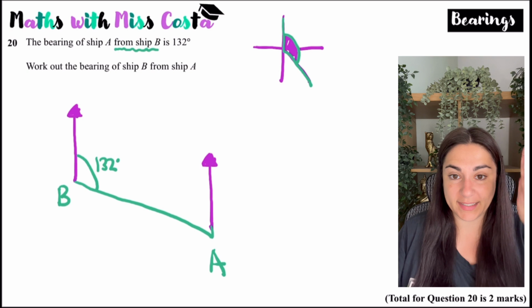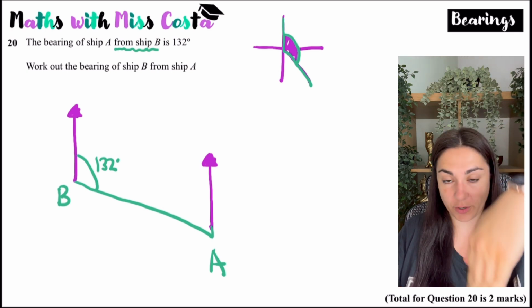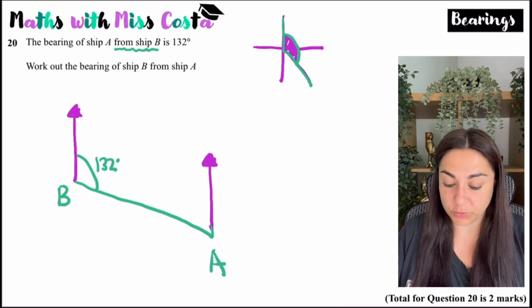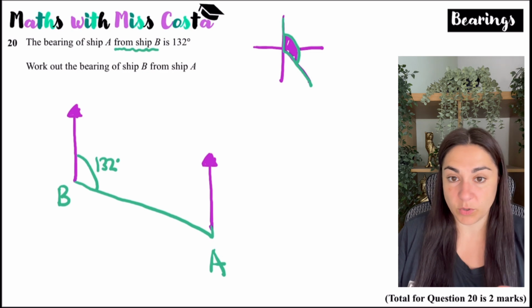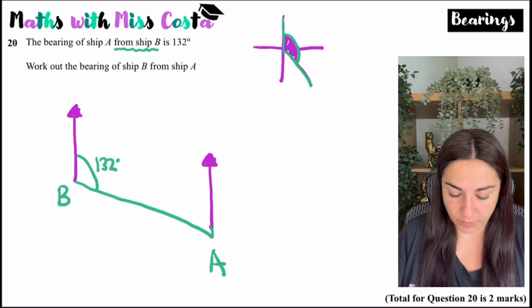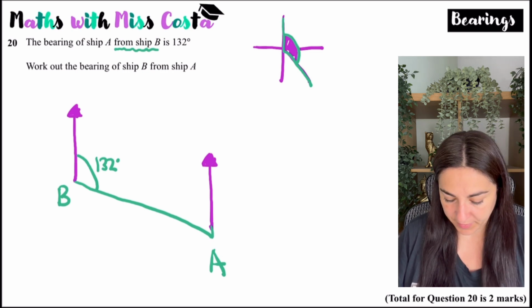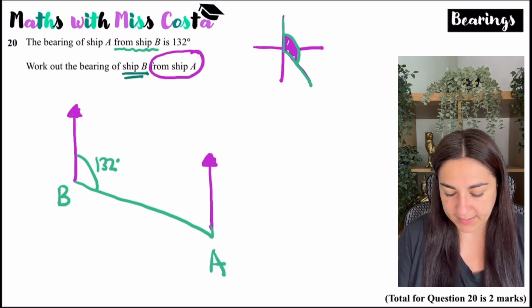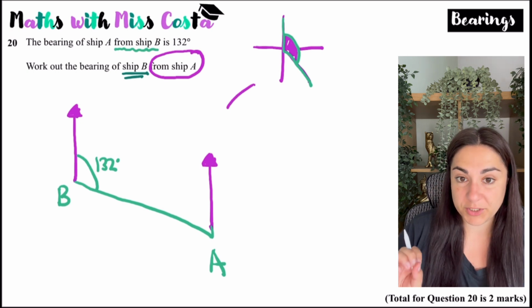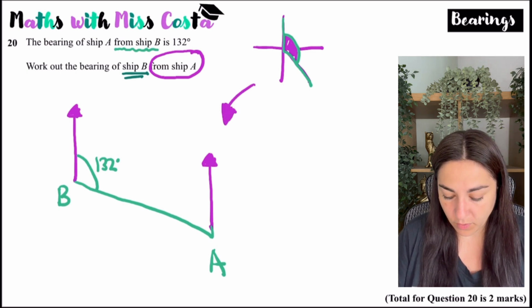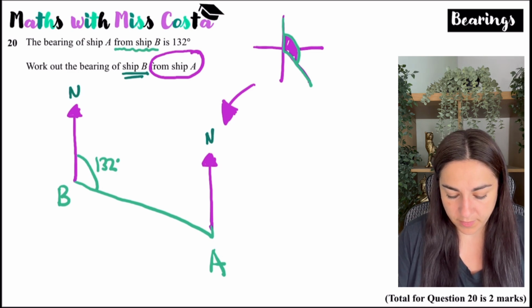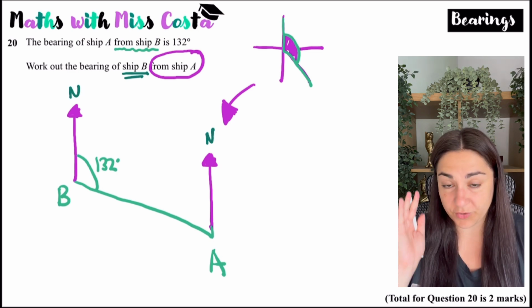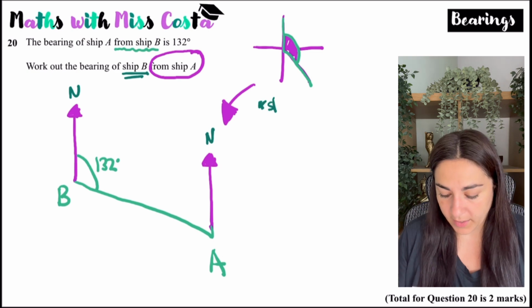The way we do bearings is we start from due north and we always go clockwise. So you can first try to visualize what that angle would look like, and therefore where each thing would be in relation to each other. I'm now asked to work out the bearing of ship B from ship A. This is the key thing. From ship A means I'm going to start from here. And the way we do bearings is we start from due north, straight up, and we go clockwise.